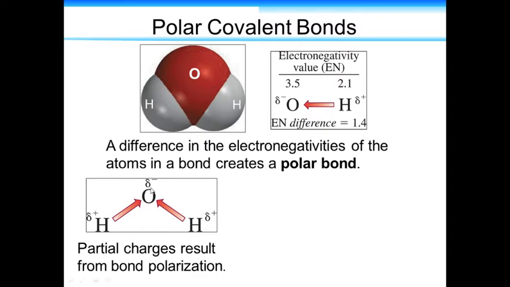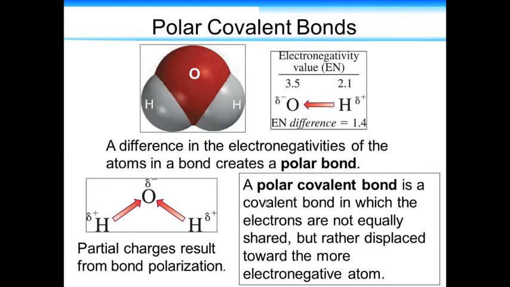And that's what this little symbol here means. It is a Greek delta, a lowercase d, and it's referring to partial. We usually draw just a negative or a positive or two positive without that symbol when we're talking about ions. But when we're talking about covalent molecules and showing the polarity in covalent molecules, we use a delta symbol.